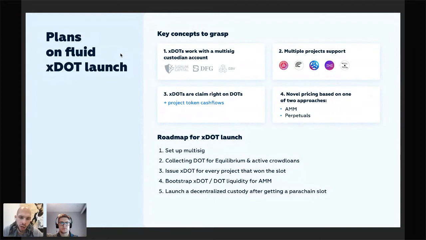The roadmap for the xDOT launch will be the following. First of all, we're going to set up the multi-signature wallets where we'll be collecting all the DOTs coming from the participants. Then we'll start collecting actual DOTs once parachain auctions kick off. We'll start collecting those for Equilibrium and all the active crowd loans that will be live at the moment of the launch. Then once the first projects get the slots, we'll issue xDOT on Genshiro for participants who actually lock their DOTs via our platform.